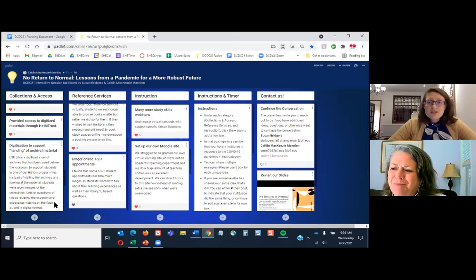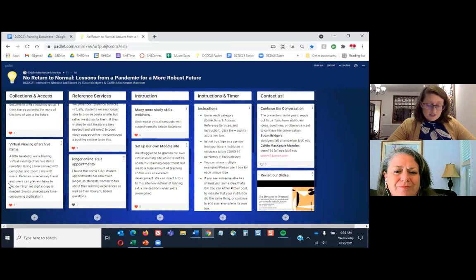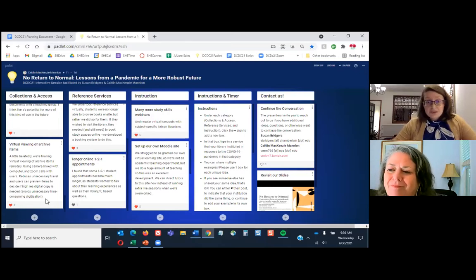I see another very interesting comment that was shared in our Padlet: this idea of a virtual viewing of archive items. It's along the lines of what we were talking about with the on-demand digitization of archival and rare materials. This person has shared that they're trialing virtual viewing of archives items remotely, using a camera linked with a computer and Zoom calls with users. The benefit is that this reduces unnecessary travel, and users can preview items to decide if a high-res digital copy is needed, which gets around the issue of unnecessary and time-consuming digitization.